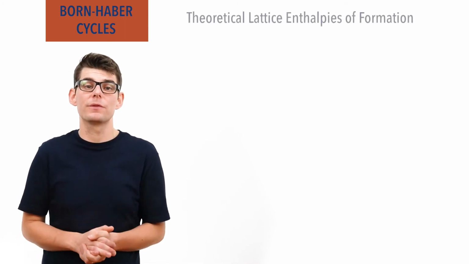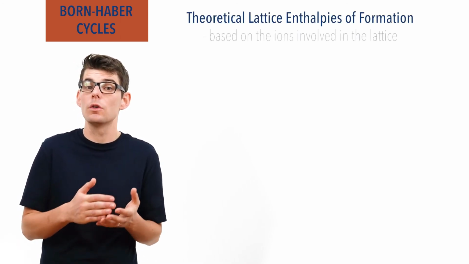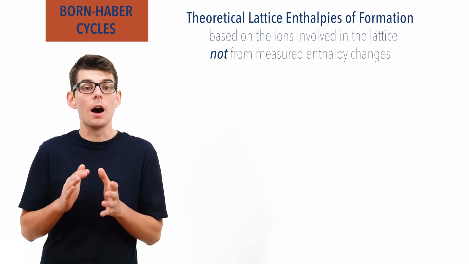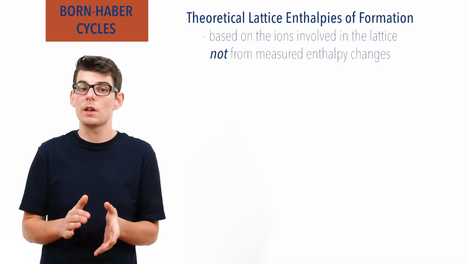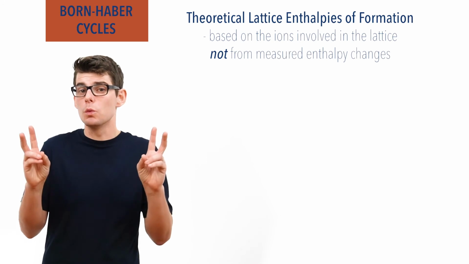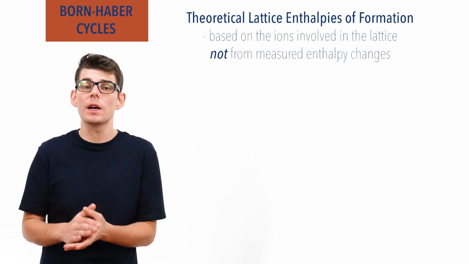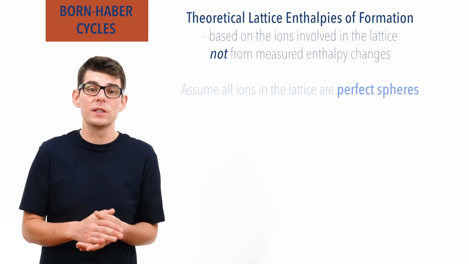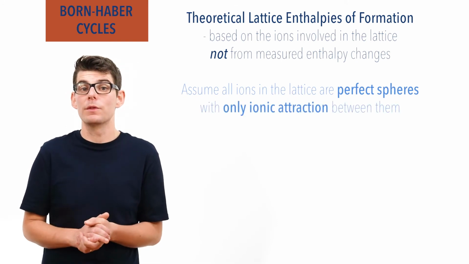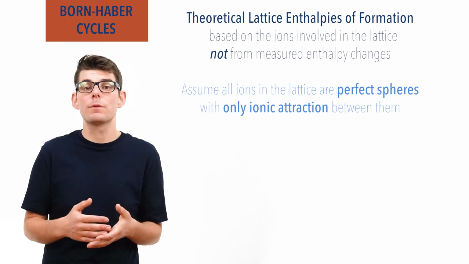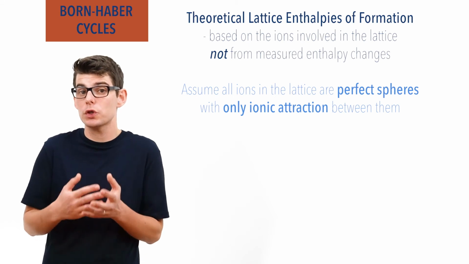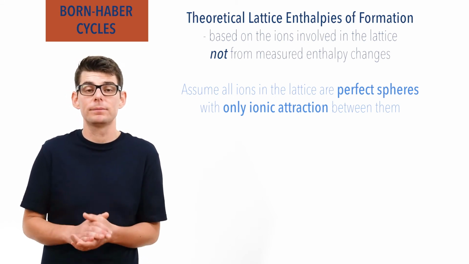Theoretical lattice enthalpies of formation are based on the ions involved in the lattice. They aren't experimental values that have been measured, unlike the lattice enthalpies of formation determined using Born-Haber cycles. For the theoretical values to work, we have to assume that all ions in a lattice are perfect spheres with only ionic interaction between them. For some compounds of covalent character, values for lattice enthalpies from Born-Haber cycles differ to the theoretical values obtained based solely on ionic attraction data.